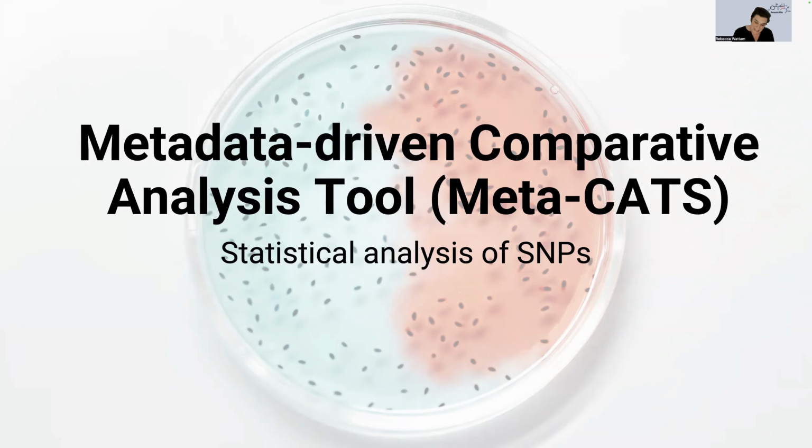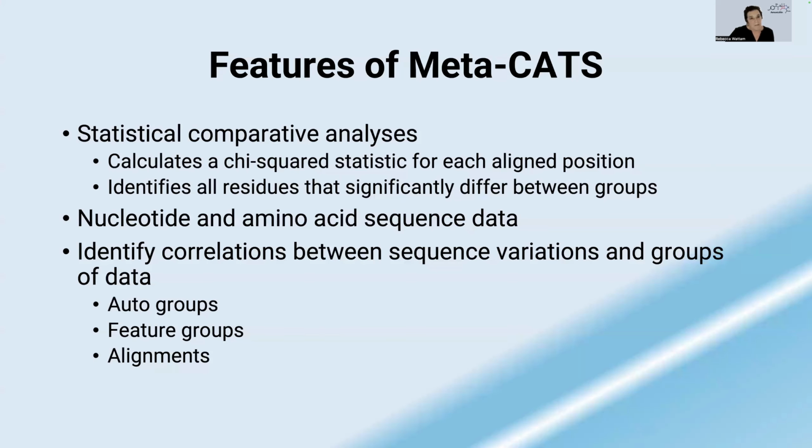So it's looking at the statistical analysis of individual SNPs. So there's specific features of MetaCats in that it gives you this statistical comparative analysis, and it's using a chi-squared statistic. And it's also looking at p-values within those. It can use either nucleotide or amino acid data.